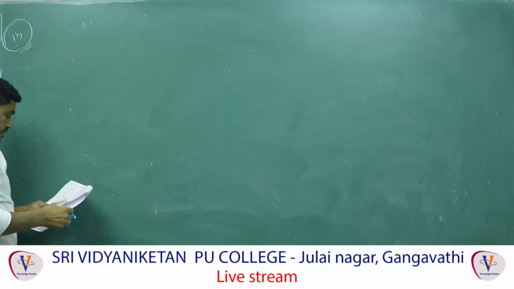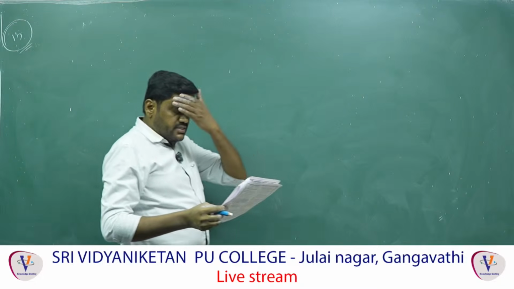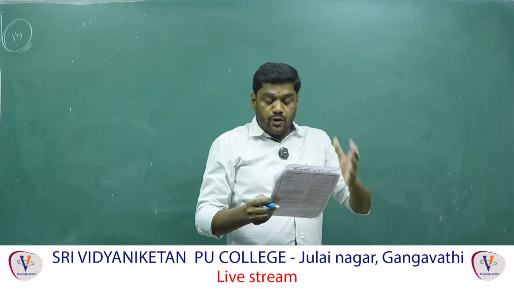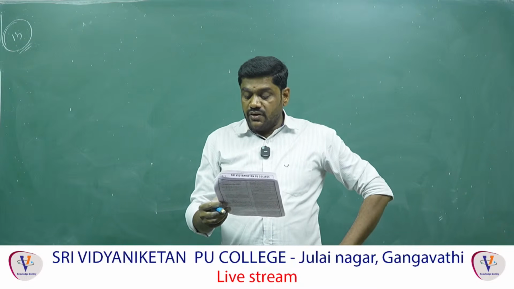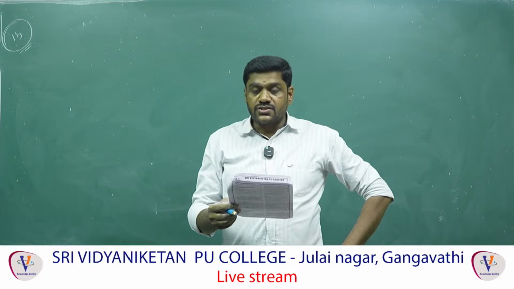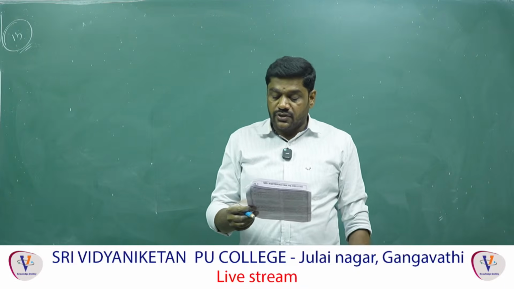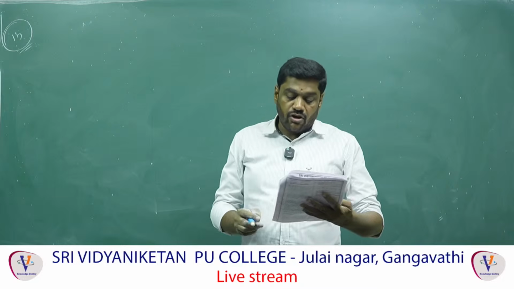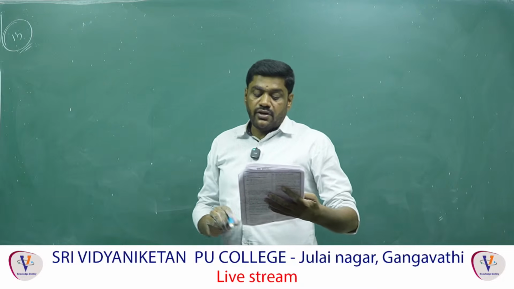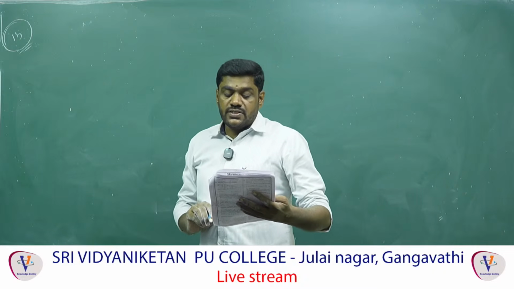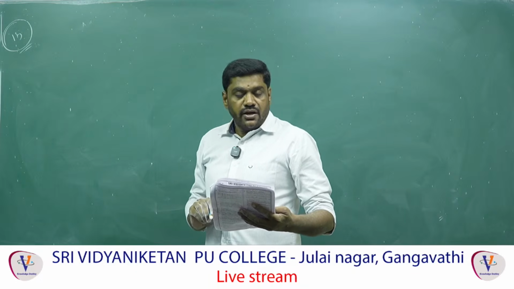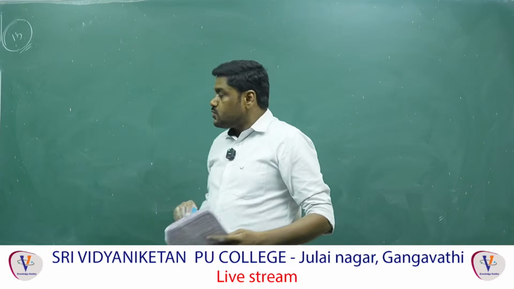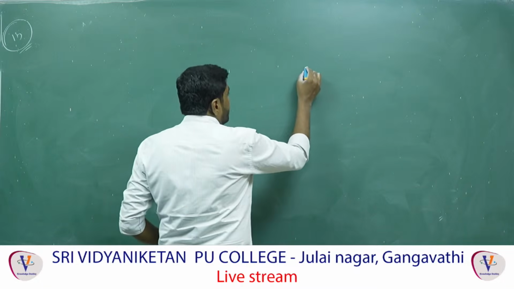Question number 15. In a vernier caliper, n divisions of the vernier scale coincide with n minus 1 divisions of the main scale, in which one division represents the vernier constant. The vernier constant is also called the least count. Here, n divisions on the vernier scale are equal to n minus 1 divisions of the main scale, right or not? So they are asking for the least count or vernier constant.